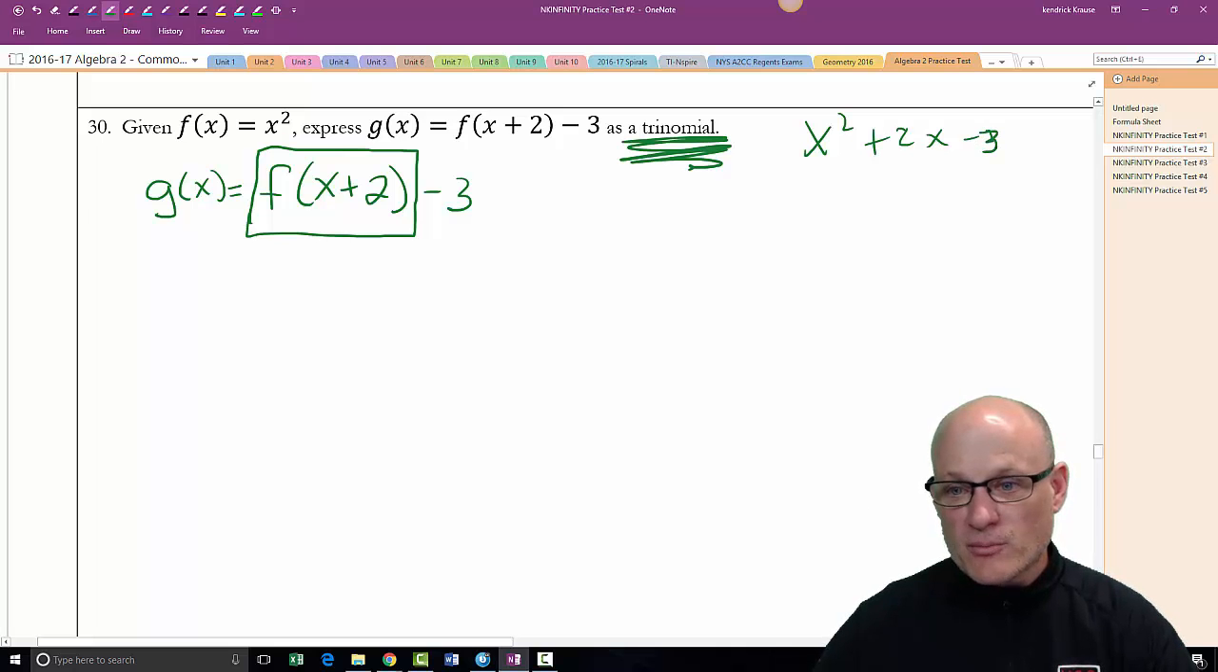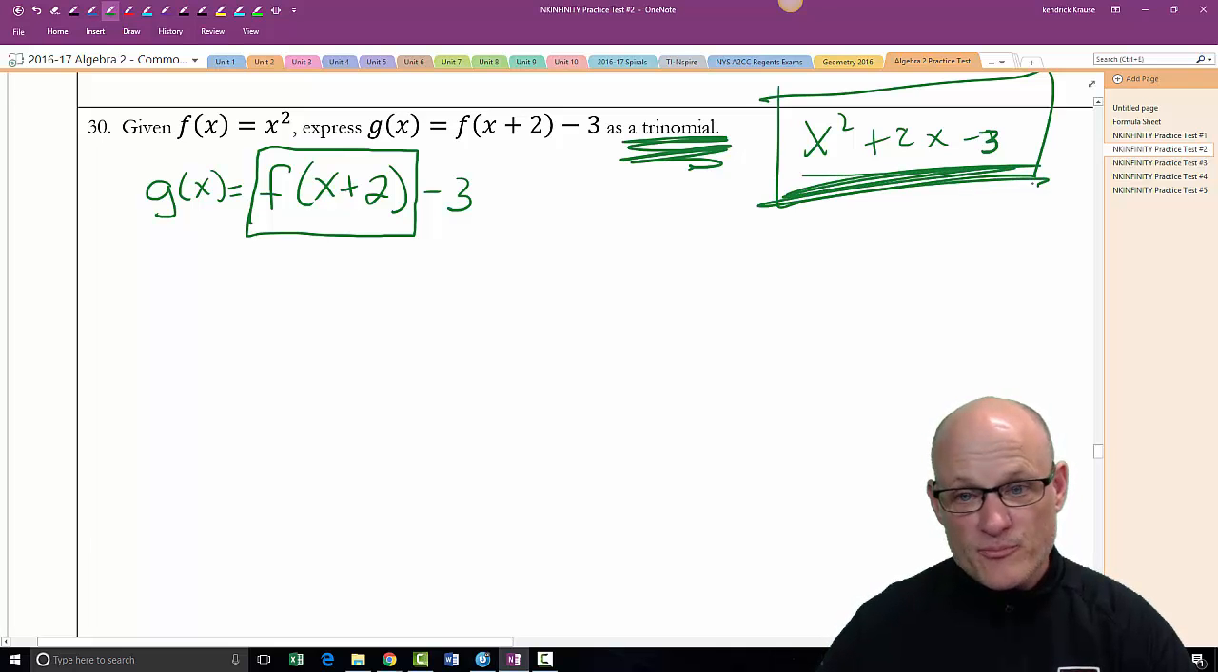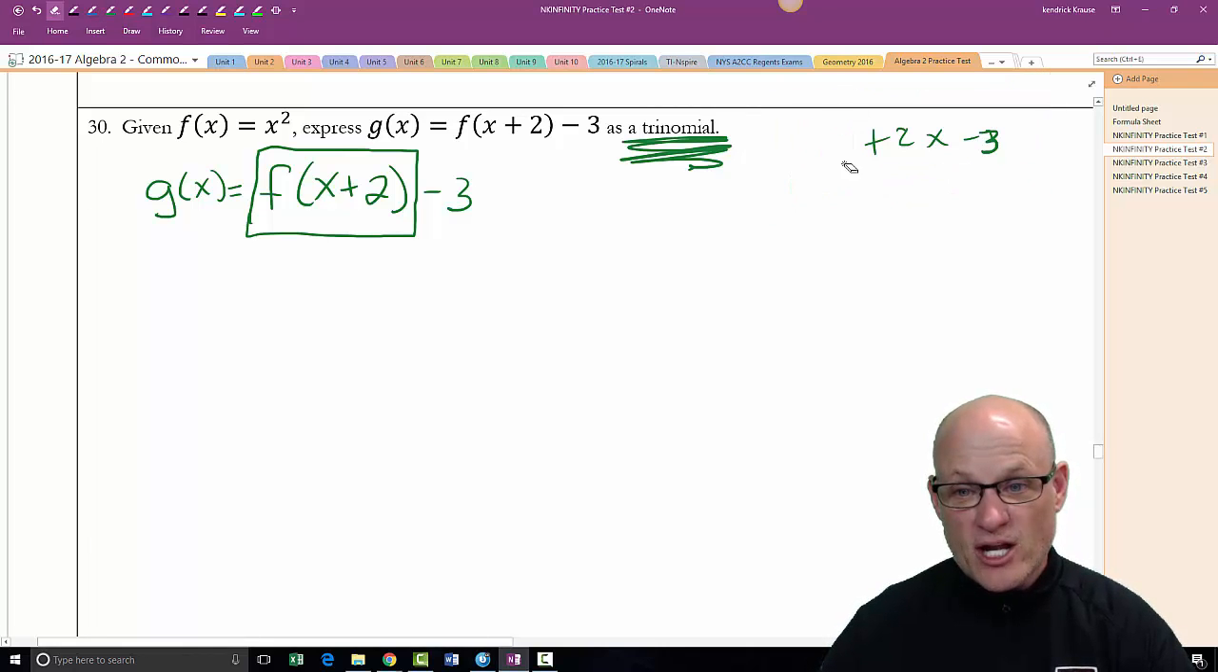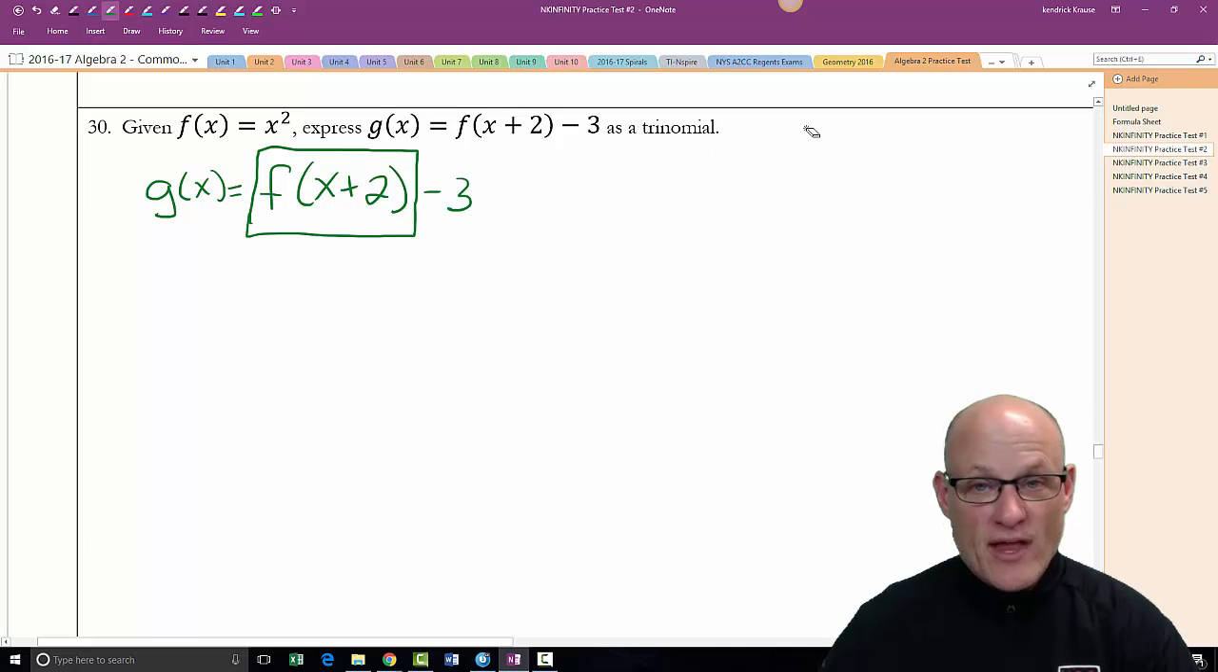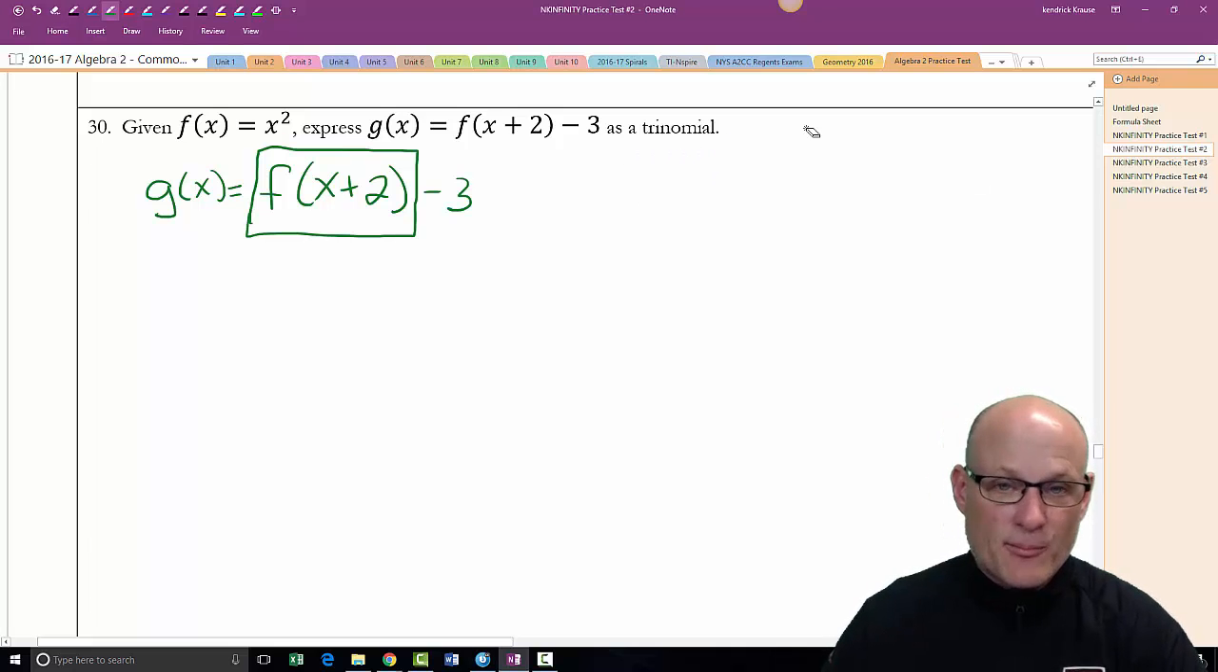Okay, those are some great penmanship. But we're going to end up with something squared, some x term. This is a trinomial. So that's the kind of answer we should end up with when we're done. When you're done, you should have something that looks like a parabola equation, a quadratic.